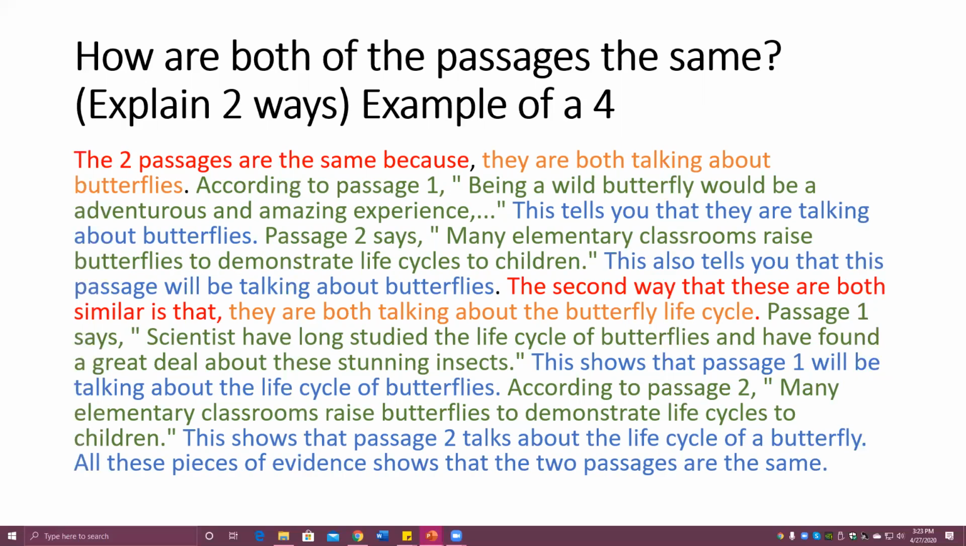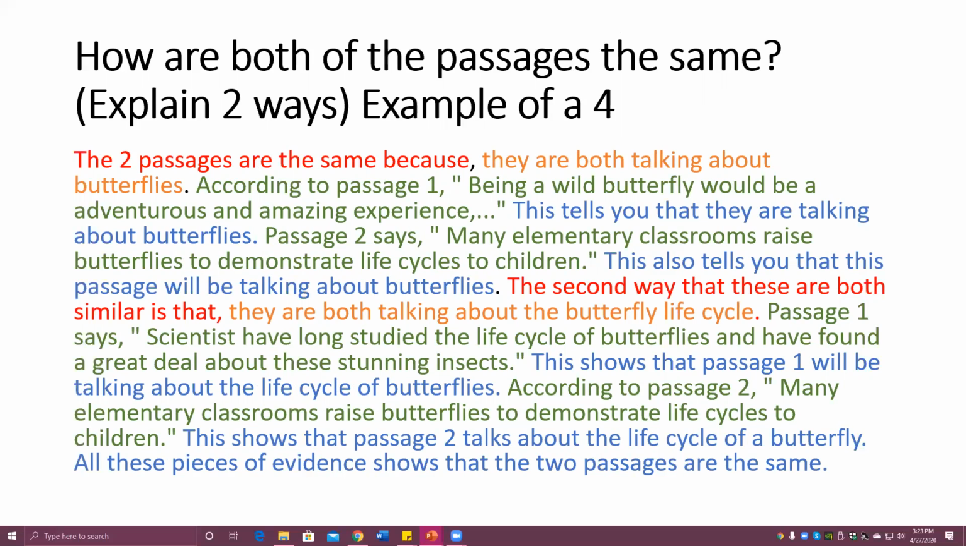"The 2 passages are the same because they are both talking about butterflies. According to passage 1, being a wild butterfly would be an adventurous and amazing experience. This tells you that they are talking about butterflies. Passage 2 says many elementary classrooms raise butterflies to demonstrate life cycles to children. This also tells you that this passage will be talking about butterflies.